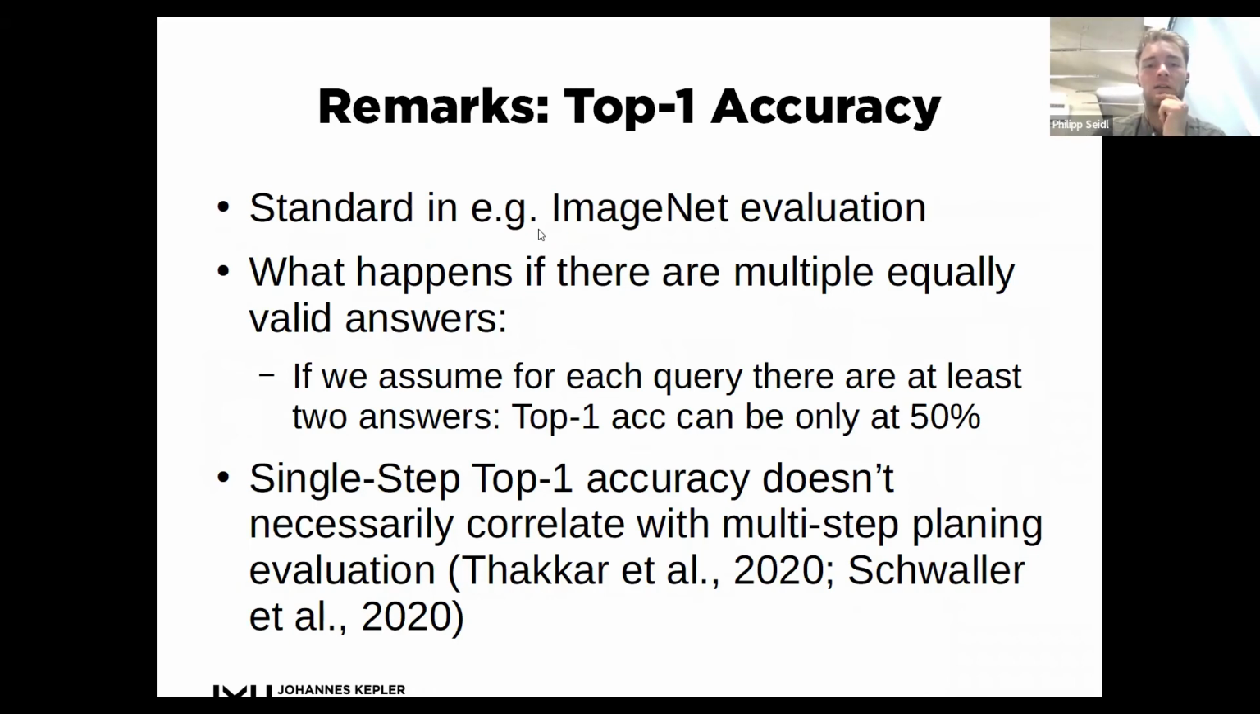So top 1 accuracy is usually chosen here as the benchmark criterion. And if we think of ImageNet, this is actually standard nowadays. Back then it was not standard, so there were also top 5 or top 10 accuracy that people looked at, but nowadays they only look at the top 1 accuracy. But in this setting, let's think about what actually happens if we have multiple valid answers. Let's assume that for each of our products, we have 2 valid synthesis ways. In this case, the maximum top 1 accuracy can only be around 50%.